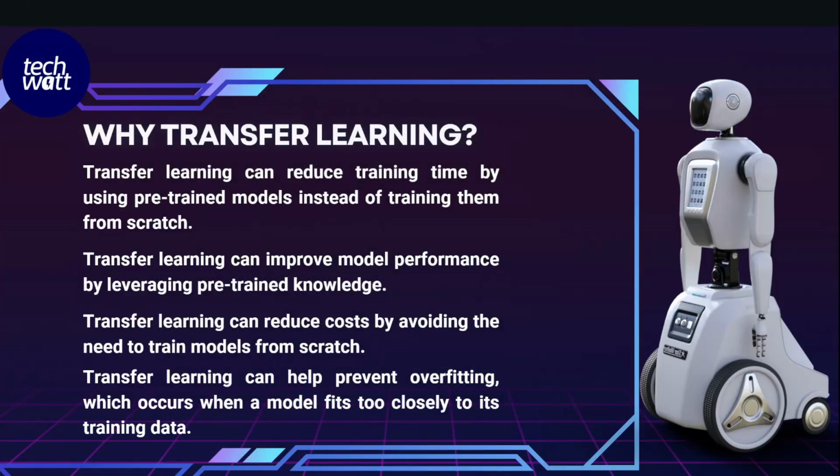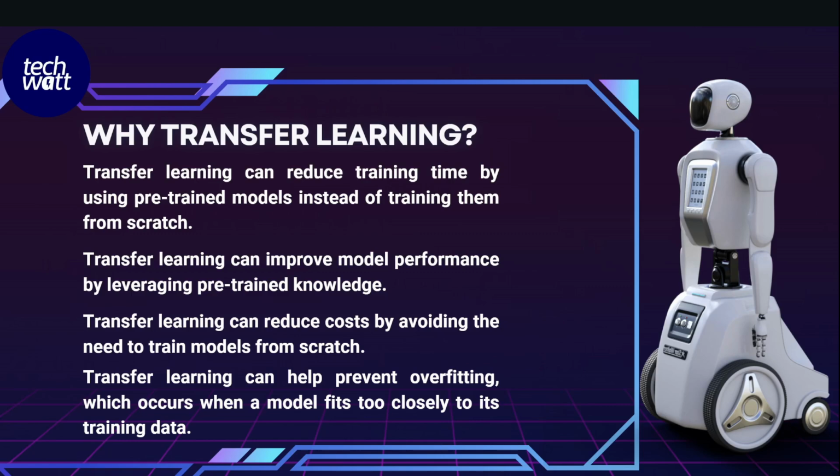And why is transfer learning important? Transfer learning is very important because, one, it can reduce training time by using pre-trained models instead of training from scratch. So if you don't want to waste a lot of computational resources, you can use transfer learning, and that's going to decrease your model training time drastically. Transfer learning can also improve model performance by leveraging pre-trained knowledge. So the pre-trained models you are going to use have already been trained and they've learned important features from data. So leveraging that pre-trained model will just help improve your new model. Transfer learning can also reduce costs by avoiding the need to train a model from scratch.